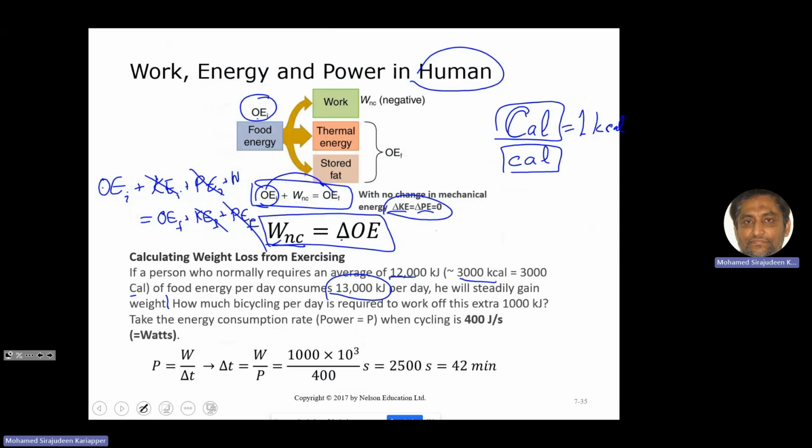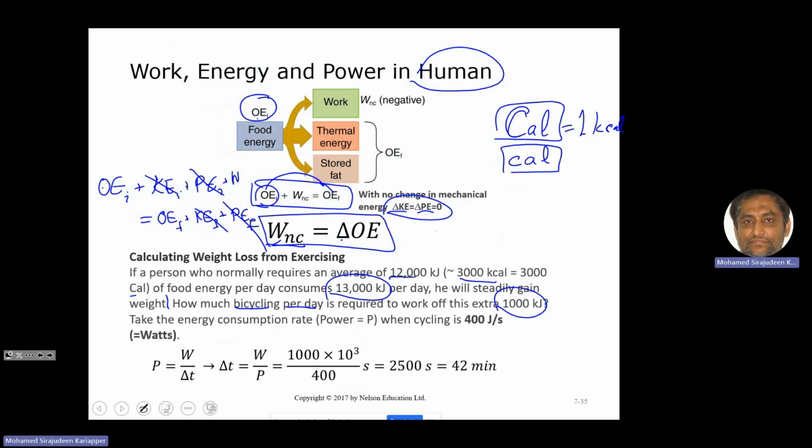So the question is, how much bicycling per day is required to lose this extra energy, which is 1,000 kilojoule? You need to do some additional exercise to lose this 1,000 kilojoule every day. He wants to eat 13,000 kilojoule every day, but he doesn't want to collect calories also. So he has to lose this extra 1,000 kilojoule. And he wants to do it by bicycling, maybe the stationary bicycle.